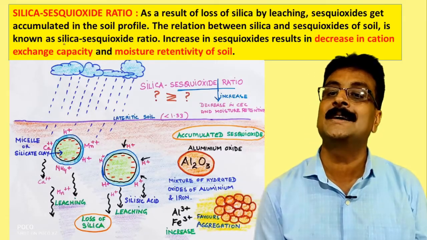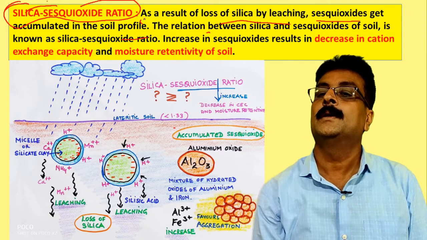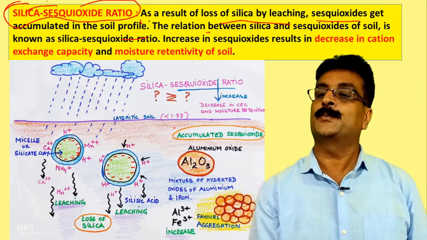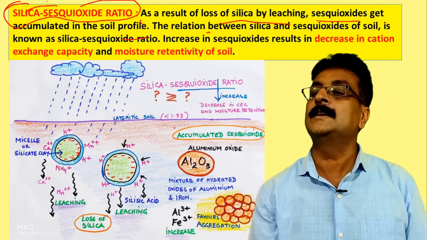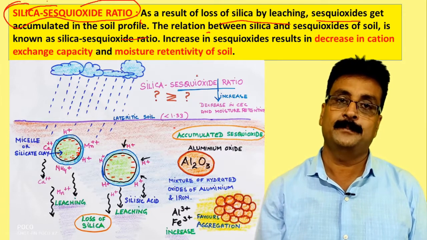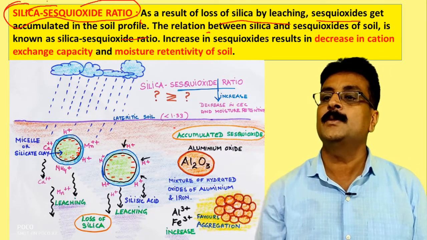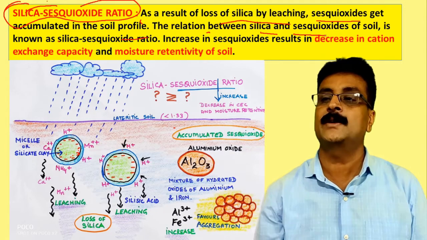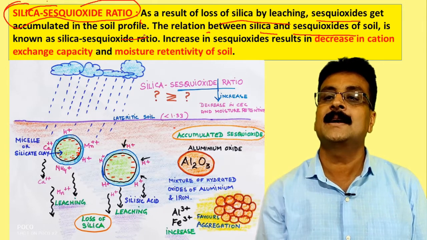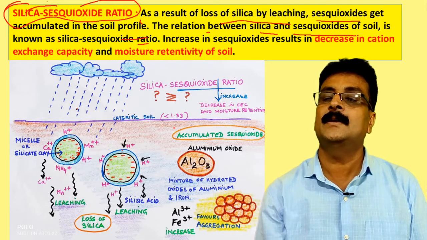The other one is called the silica sesquioxide ratio. Now let's understand the silica sesquioxide ratio. As a result of loss of silica by leaching, sesquioxides get accumulated in the soil profile. It happens in the lateritic type of soil. The relation between silica and sesquioxide in soil is known as the silica sesquioxide ratio. So let's understand how it happens. Let's take a lateritic soil.